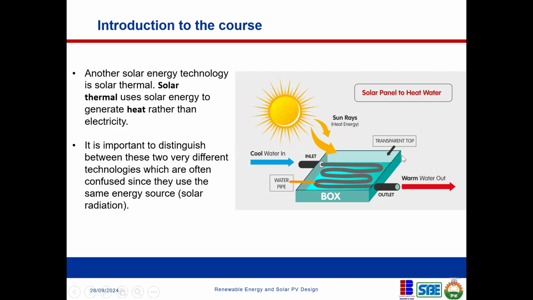This is how solar thermal works. Cold water enters through the heating panels, and as it moves through these tubes, it gets heated by the sun and comes out here as hot water. So this is the basic diagram of solar thermal.